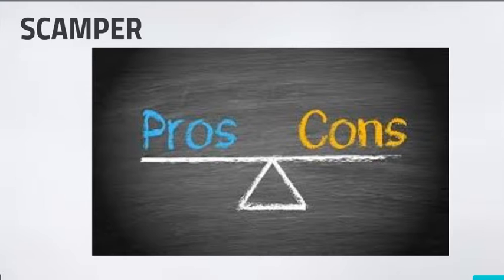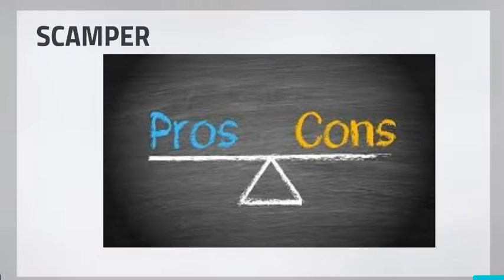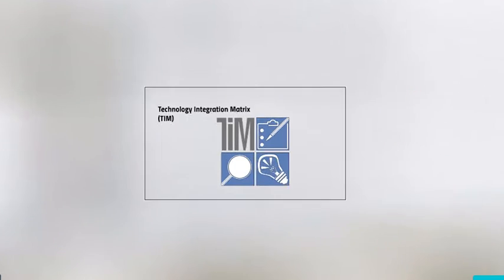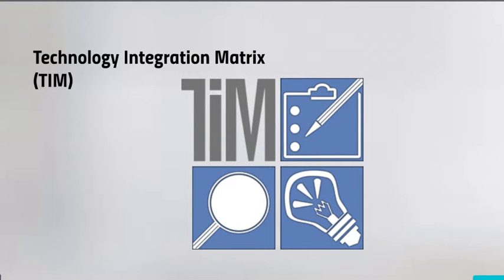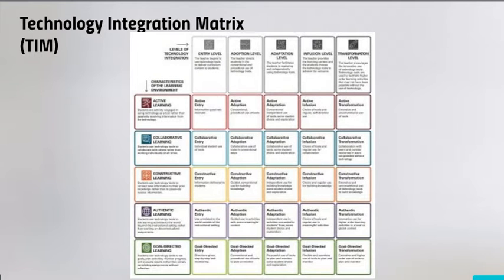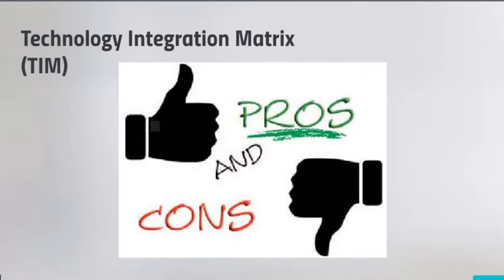All right, the TIM model. TIM stands for Technology Integration Matrix. And as you see here, we have 5 levels of technology integration and 5 characteristics of the learning environment. This gives us 25 cells that make up this matrix. Okay, pros and cons. The TIM framework focuses on planning, describing, and evaluating technology integration. So a con is that if you are looking for a total curriculum, it's better to use a holistic framework.